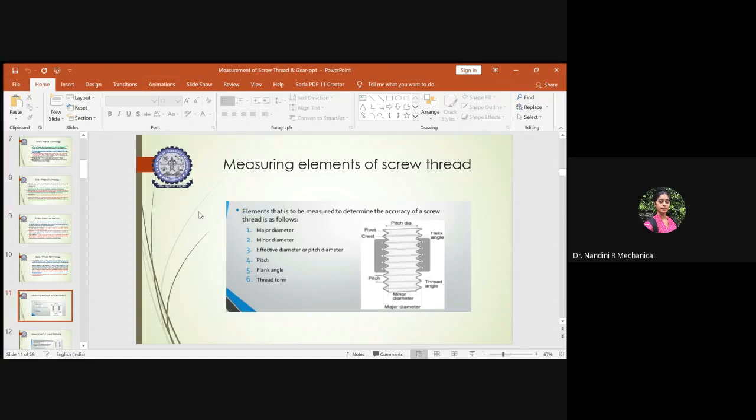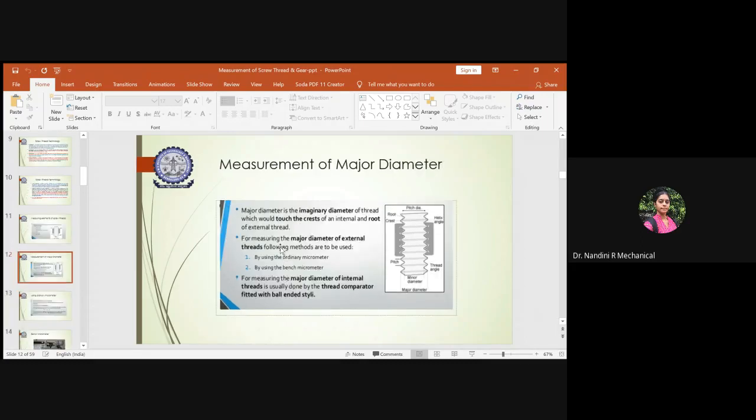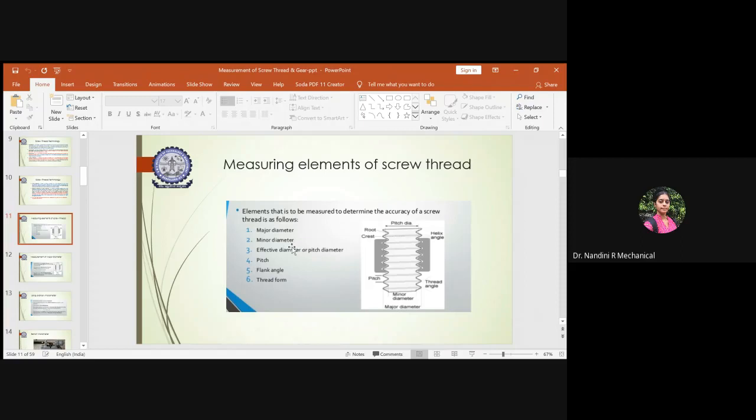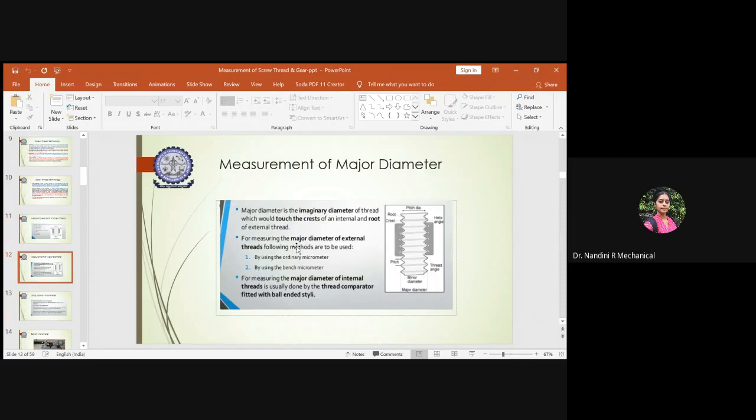And then we dealt with various measuring elements of screw thread. Out of the terminologies, only these are the key elements we will be measuring. The measuring elements here are, you can see, major diameter, minor diameter, effective diameter, pitch, flank angle, and the thread form. So we have the measuring instruments to measure all these elements. We used different measuring instruments, one being the ordinary micrometer, another the bench micrometer, to measure the elements of a given screw thread.